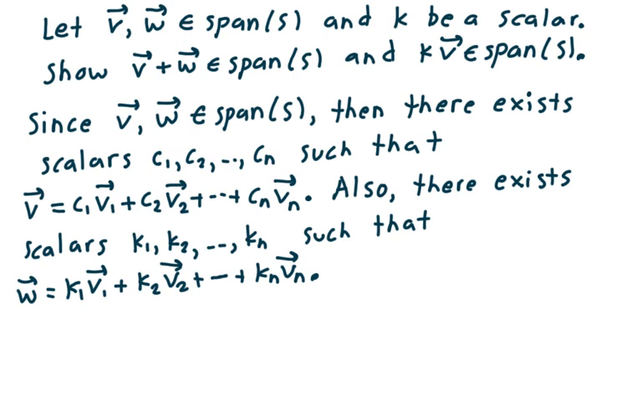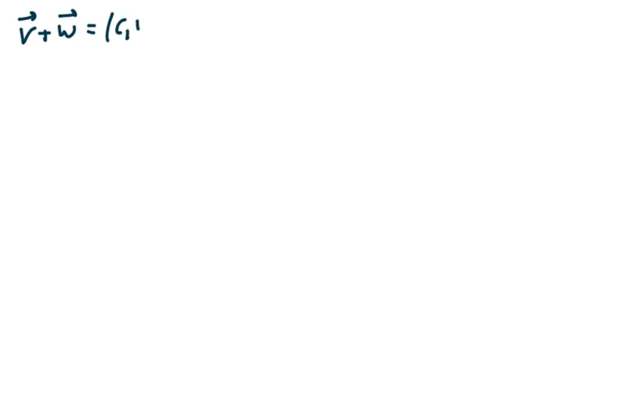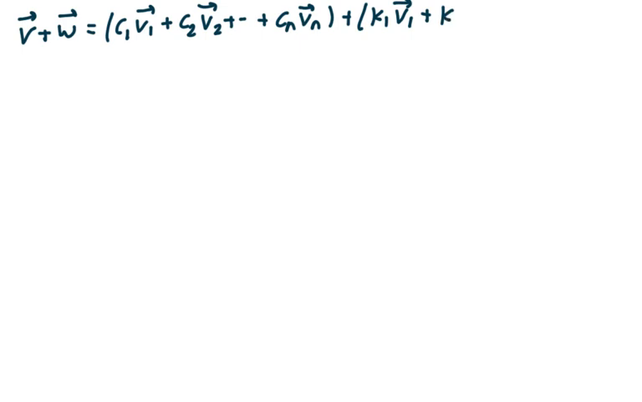Now, what I want to do is look at V plus W, this vector. Now, remember, V is C1V1 plus C2V2 all the way through, right? So I'm going to write that first. C1V1 plus C2V2 plus all the way through until CnVn. And then I'm going to go plus K1V1, right? This is W, plus K2V2 plus all the way through until KnVn. Is that okay? Right?